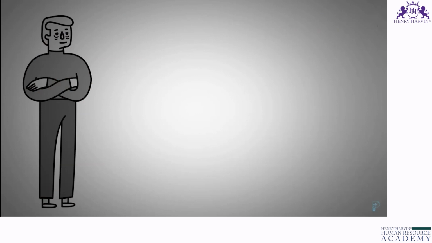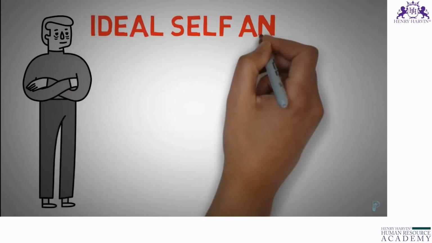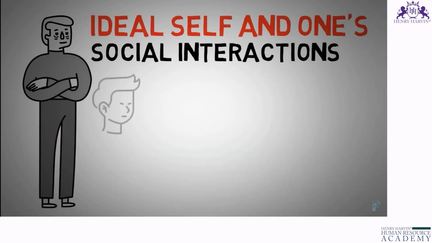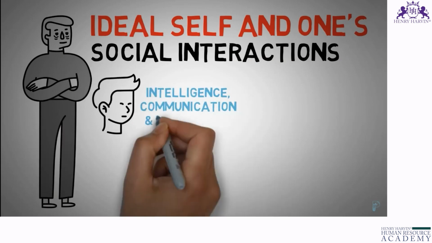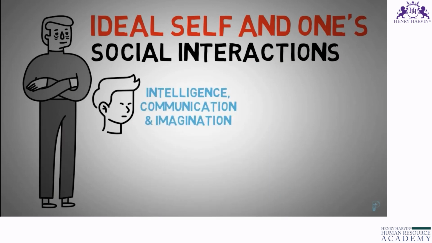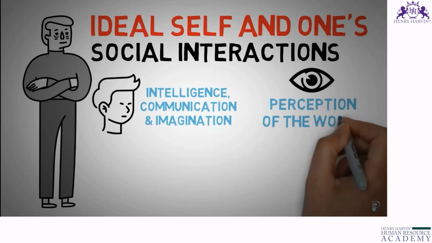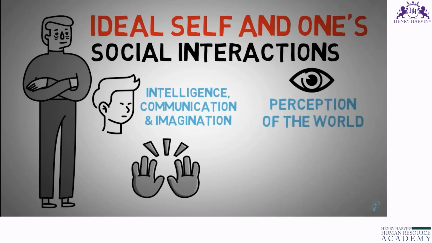The person is a symbolic representation of the ideal self and one's social interactions. For example, the head symbolizes intelligence, communication, and imagination. The eyes indicate the perception of the world. The hands give information about affectivity and aggressiveness.